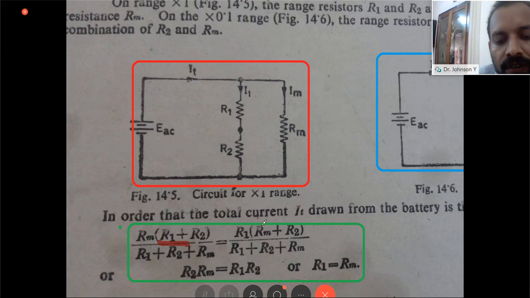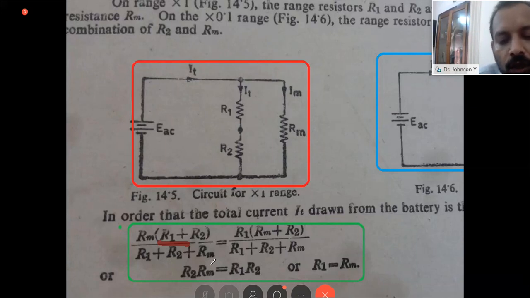The main thing is that we can compare with each other, or equate with each other, because the current from the battery in both cases is the same. There is only one source current, whether it is in this way or in the second switch position. In any way, the current from the source is the same. So we can equate the two equivalent resistances.